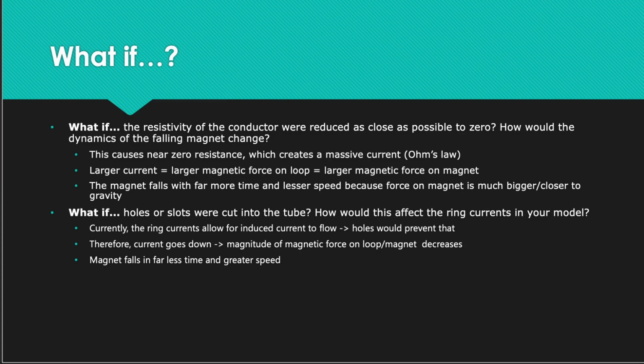What if holes or slots were cut into the tube? If there are holes or slots, then current can't flow, which means the magnetic force goes down, which means the magnet falls in far less time and with greater speed.